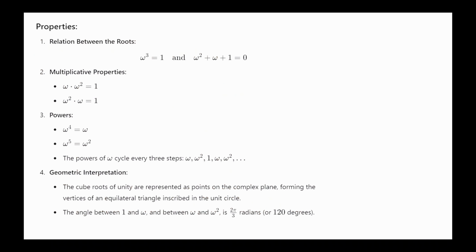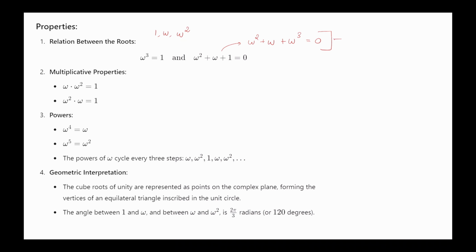Now let's look at a few properties, the relations between these 3 roots. If I multiply all these 3 roots, 1, omega and omega square, I'm going to get omega cube, which is equal to 1. Keep this in mind. And if I add all these 3 roots, I'm always going to get 0. So from here, I can write this equation in another format: this can be written as omega square plus omega, and 1 can be written as omega cube, because omega cube is always equal to 1. So I can write it in this format.